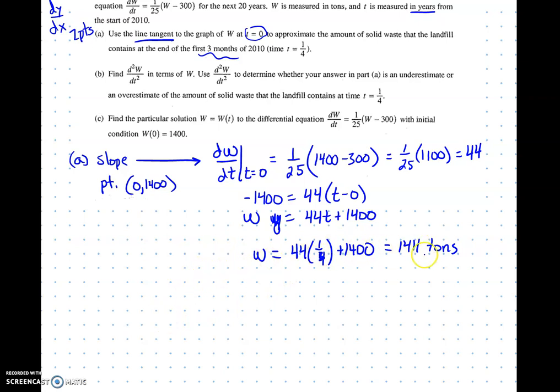For letter B, what we're going to do is find the second derivative in terms of W. So what we have is dW/dt, let me rewrite it because it's off my screen.